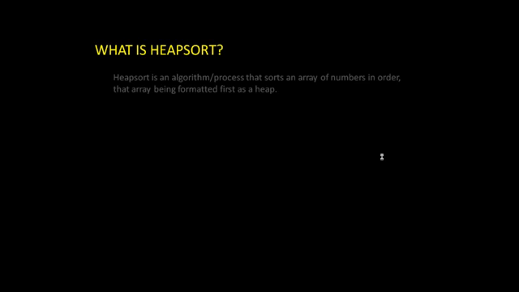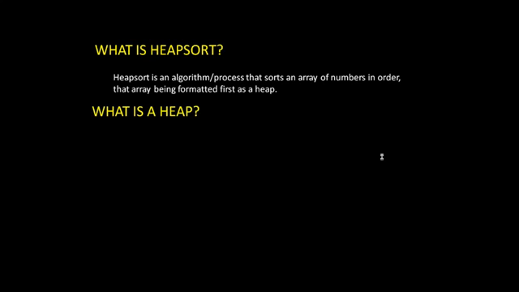What exactly is heap sort? Well, heap sort is an algorithm or a process that can sort an array of numbers in order. That is why it's called a sort. It's a sorting algorithm. However, what makes heap sort special is that the array must first be formatted as a heap. And also, this algorithm is generally more efficient than some of the more common sorting algorithms.